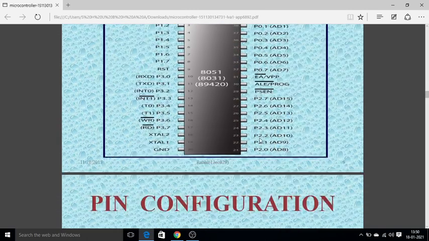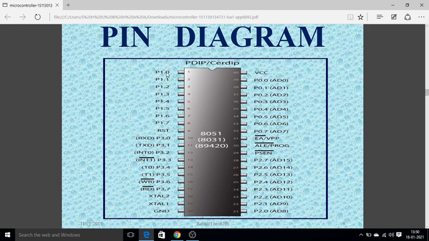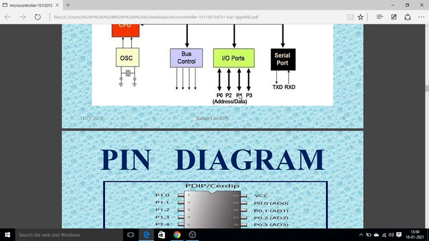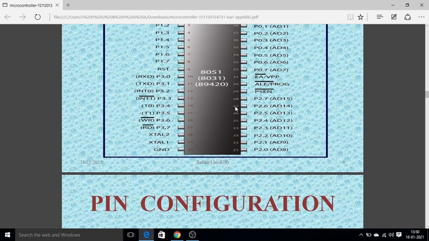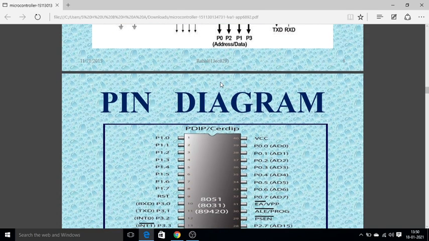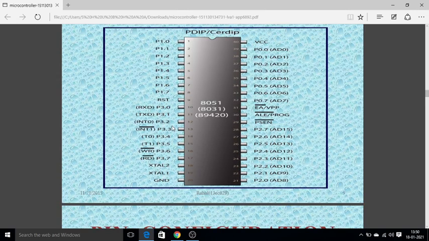That means next one is about P10 to P17. These 8 more pins will be served for the port 1 group, and next one is P20 to P27. This is one more group, that is the P2 group, and the P3 group is here, P30 to P37, so that all these 32 pins can be served as input output ports.